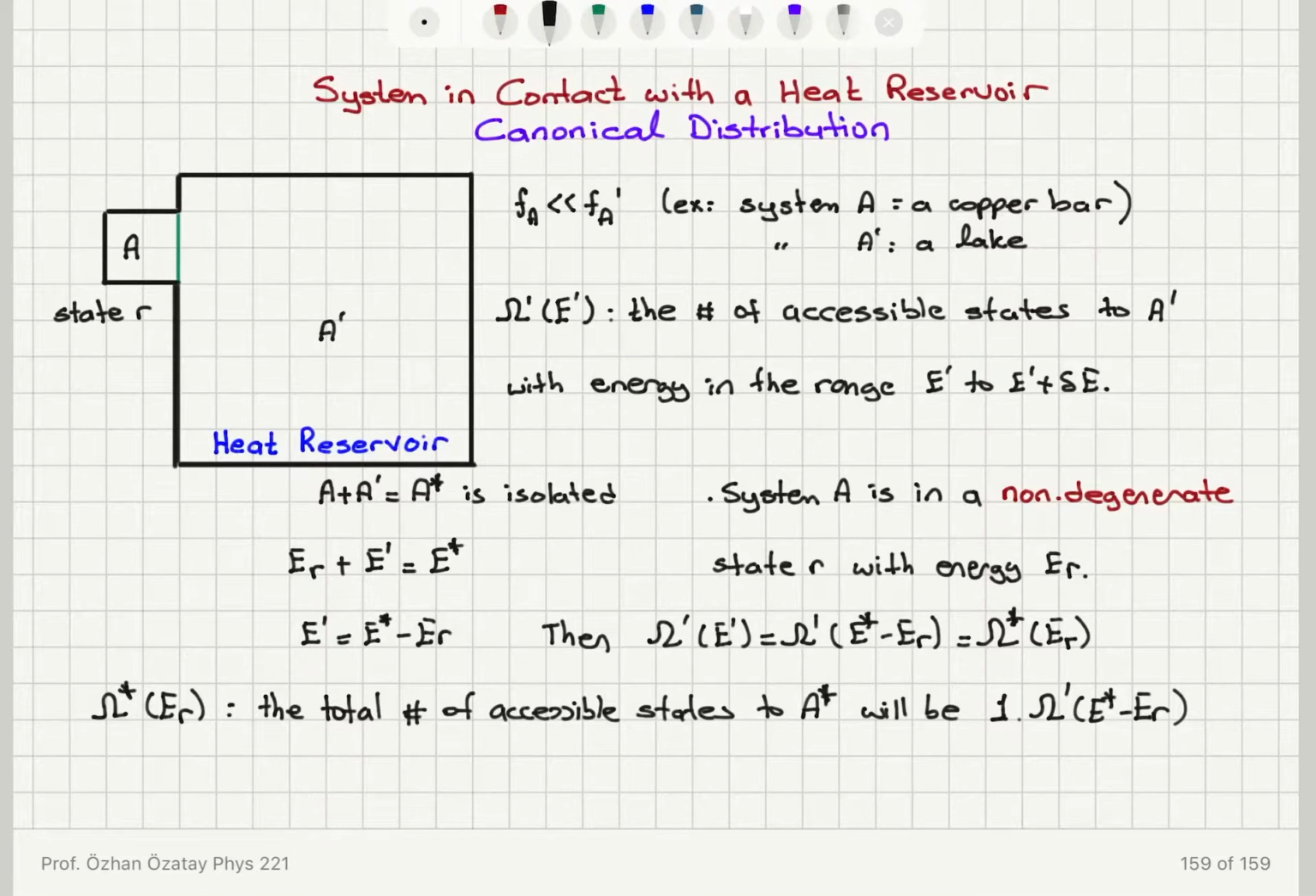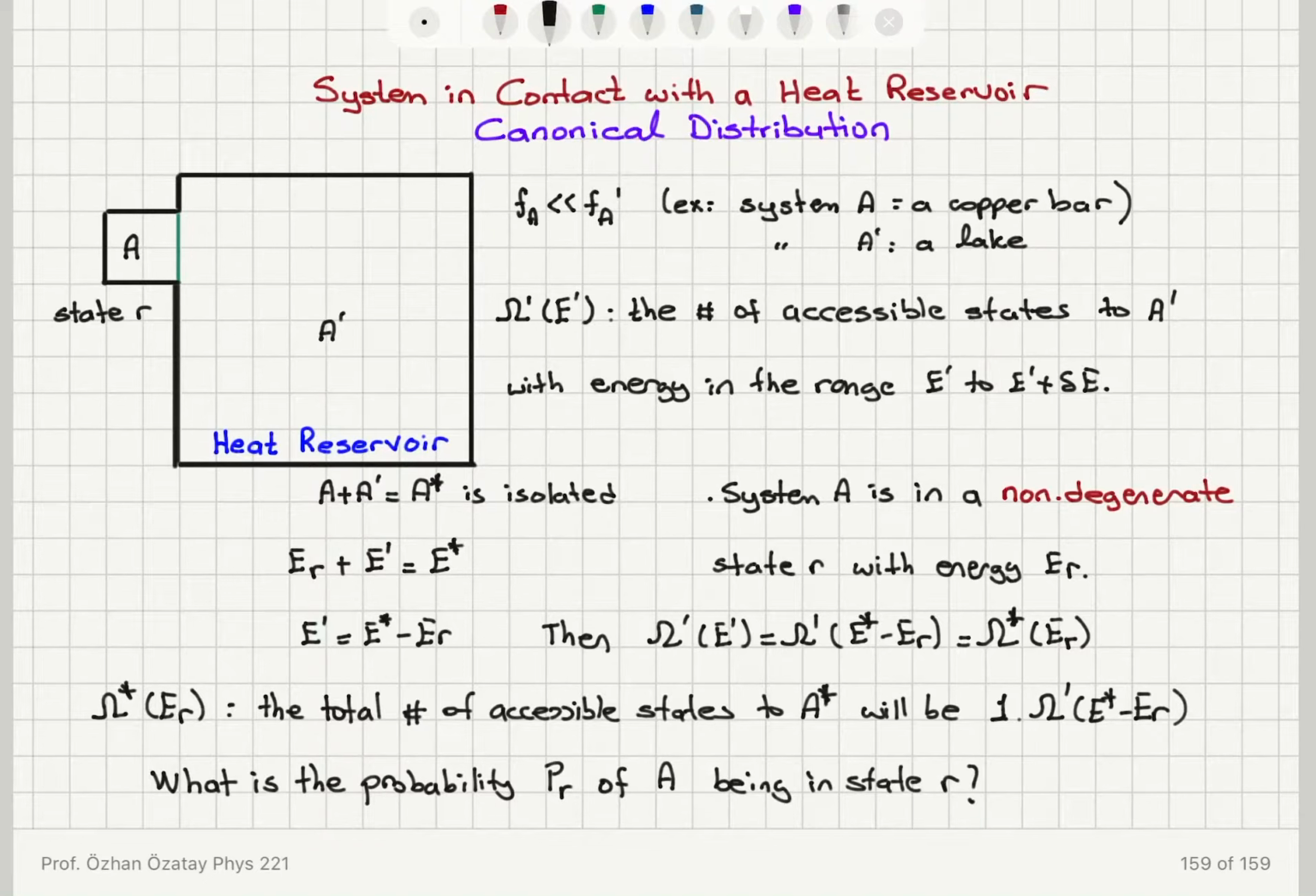Then I can talk about what is the probability P sub R of A being in state R. Okay, so we can ask this question. What is the probability P sub R of system A being in state R?